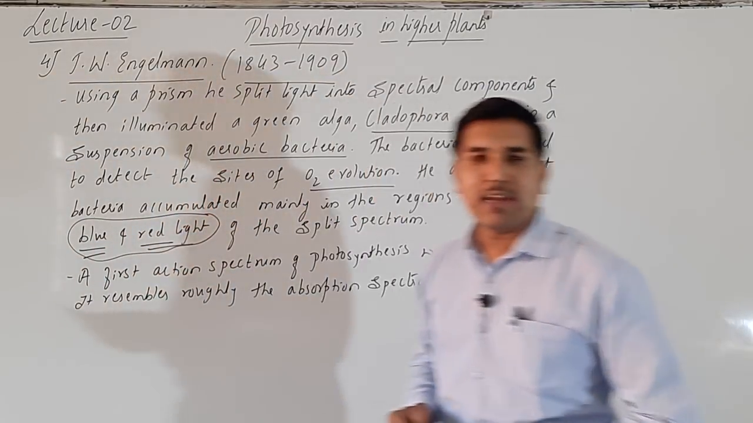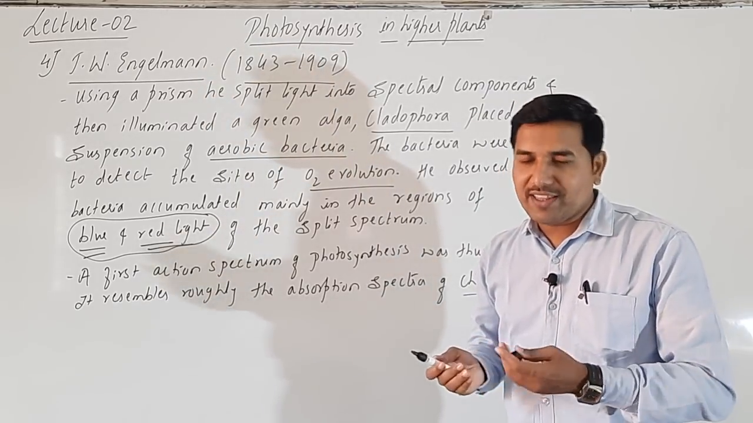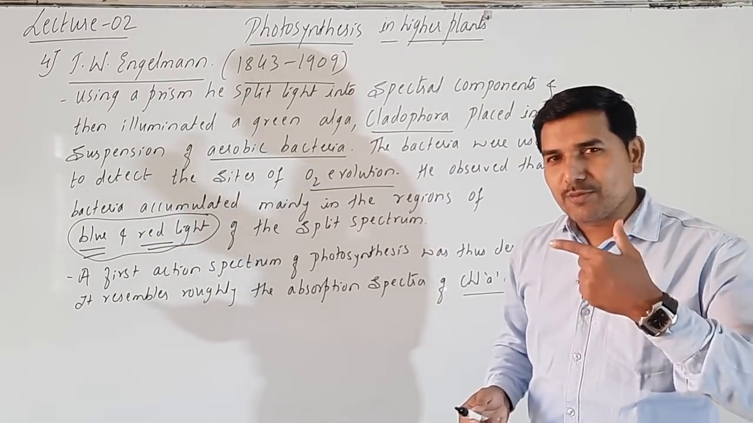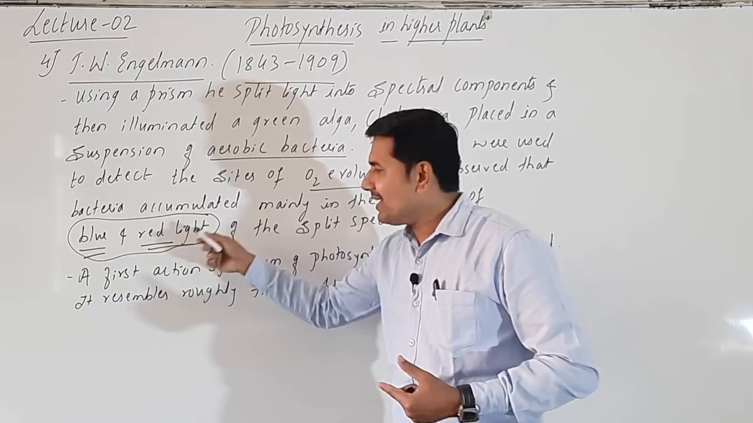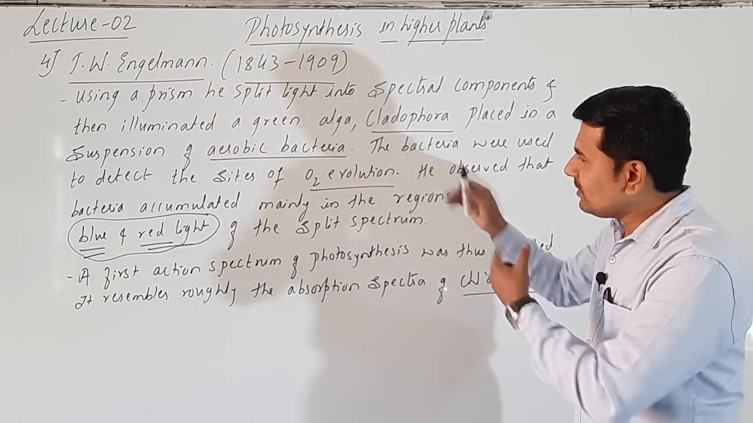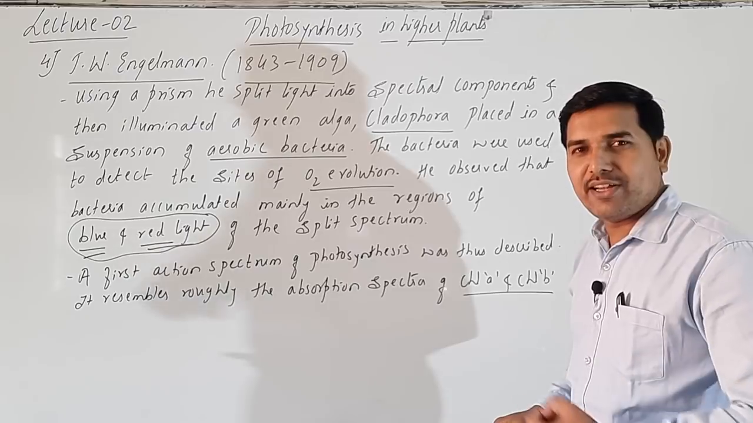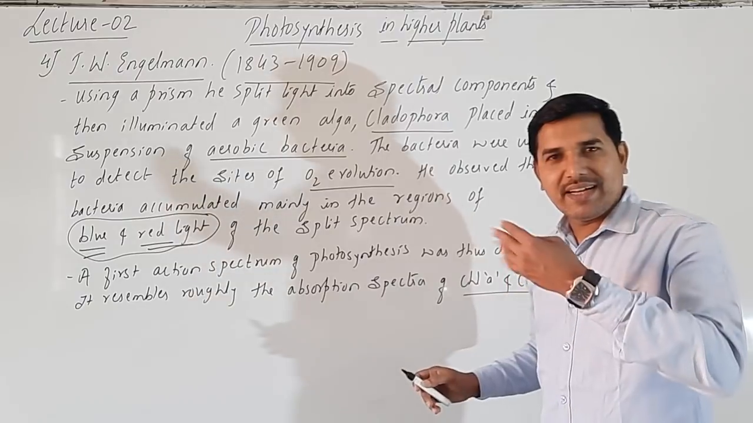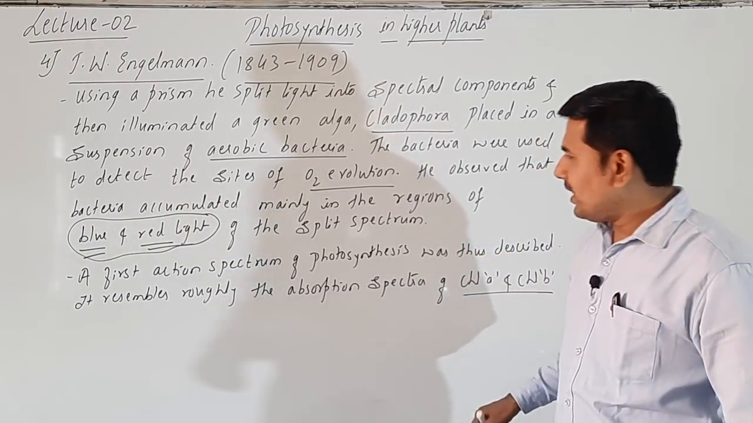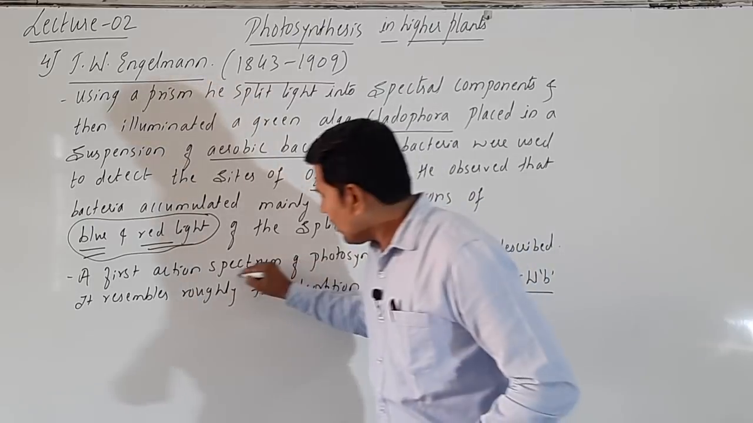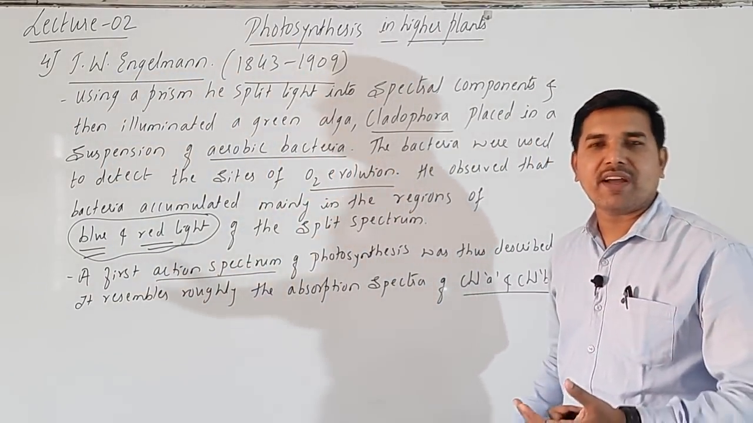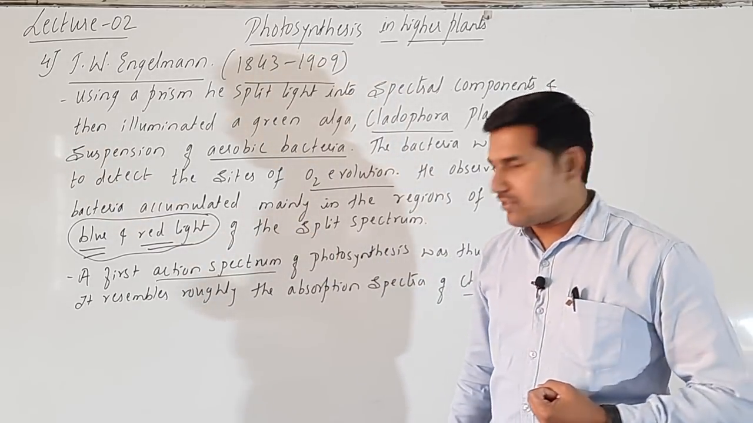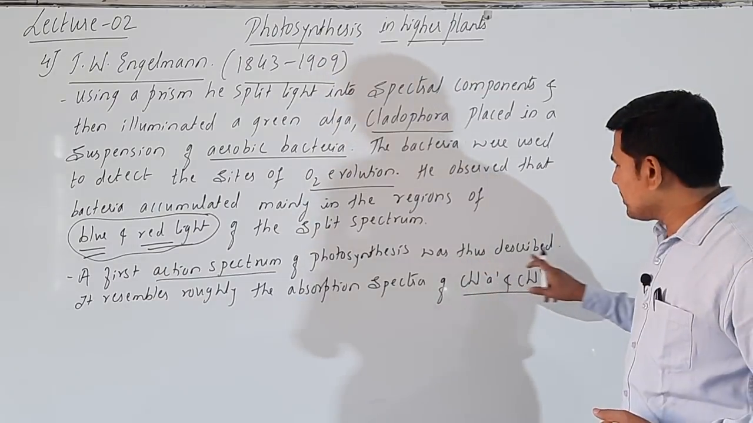So the bacteria got accumulated in those regions where there was evolution of oxygen, and oxygen was evolving at the visible spectra of light where blue and red light was present, where this alga used to absorb that wavelength of light of the split spectra. Split means it is split into VIBGYOR. Then the first action spectra of photosynthesis. So what is this action spectra? What is this absorption spectra? Again, we are going to deal with it in the next class. So the first action spectra of photosynthesis was thus described.